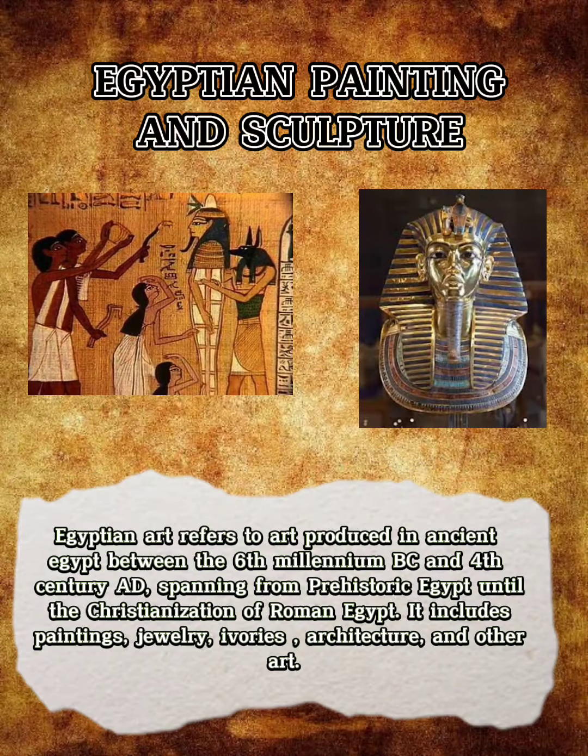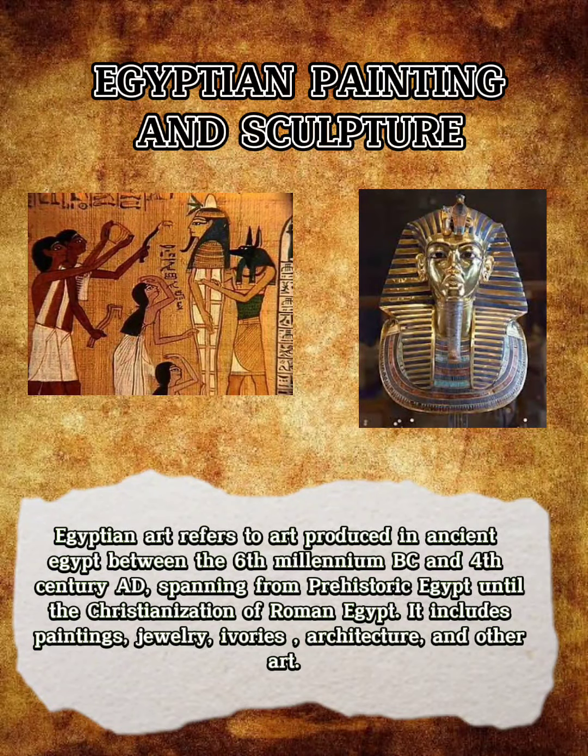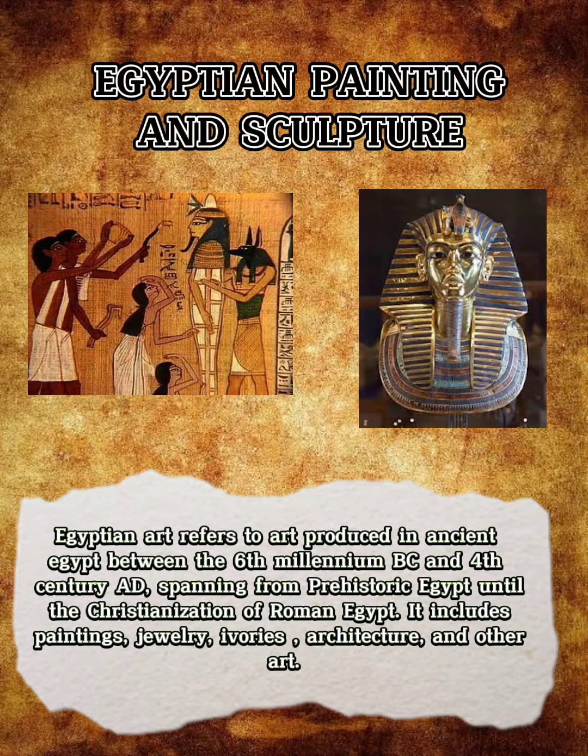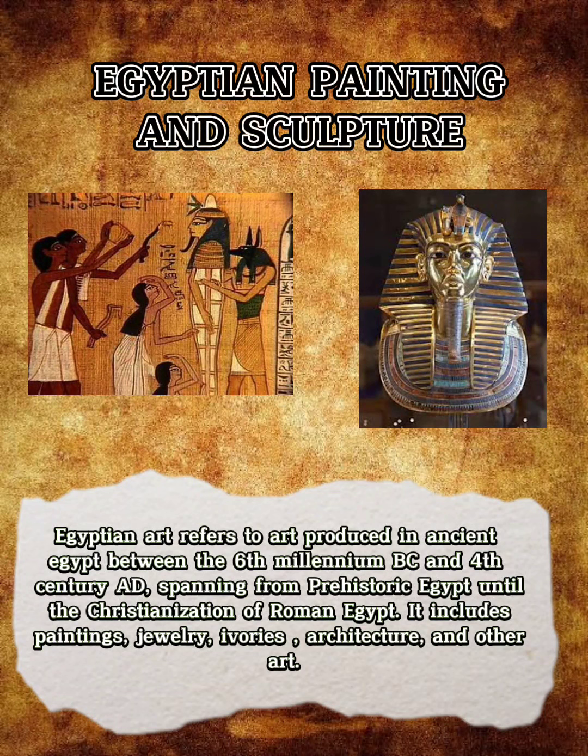Egyptian painting and sculpture. Egyptian art refers to art produced in ancient Egypt between the 16th millennium BC and the 4th century AD, spanning from prehistoric Egypt until the Christianization of Roman Egypt. It includes painting, sculptures, drawings, papyrus, jewelry, ivories, architecture, and other art media.